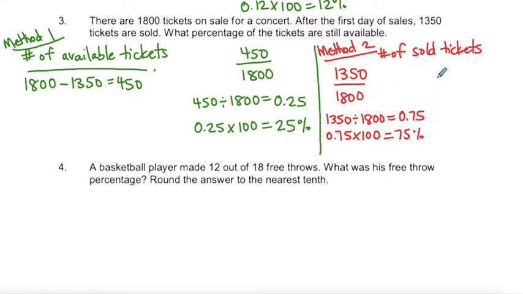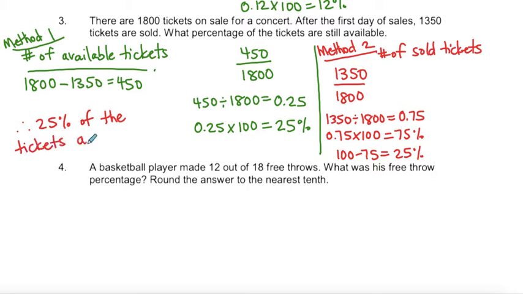So if that's how many tickets you sold, to figure out how many tickets are left over, you might go 100 take away 75 is equal to 25%. So my concluding statement, regardless of which method I chose, would be, therefore, 25% of the tickets are still available.